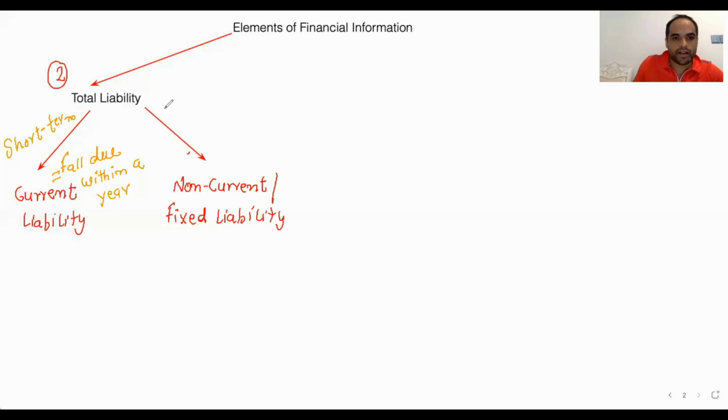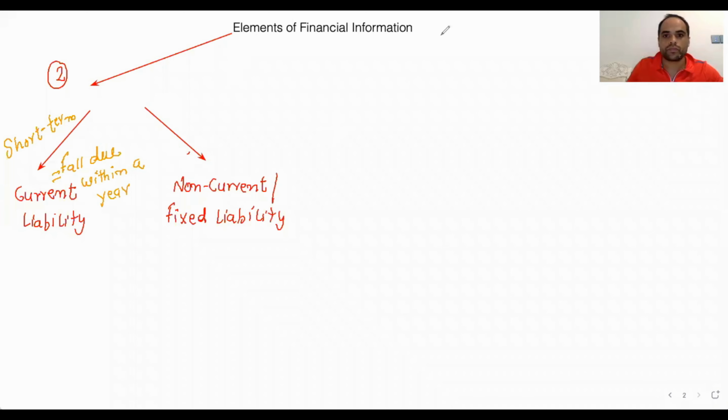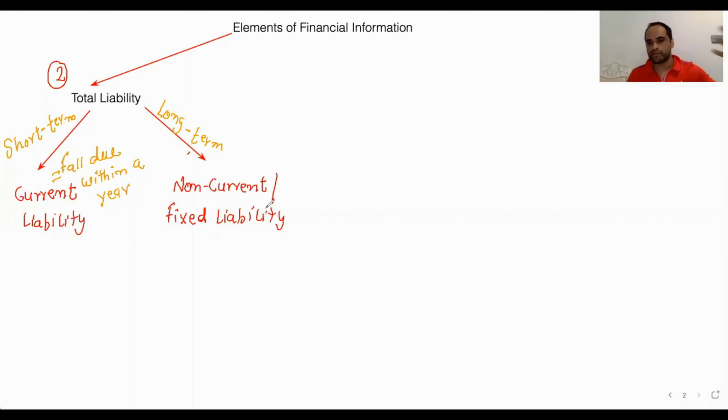And non-current liability, of course, is a fixed liability, or long-term liability. Long-term liability means you have a minimum of 1 year. You have to pay after 1 year, maybe 2 years, 3 years, 4 years, 10 years, depending upon the contract that you have signed with the lender. Right?